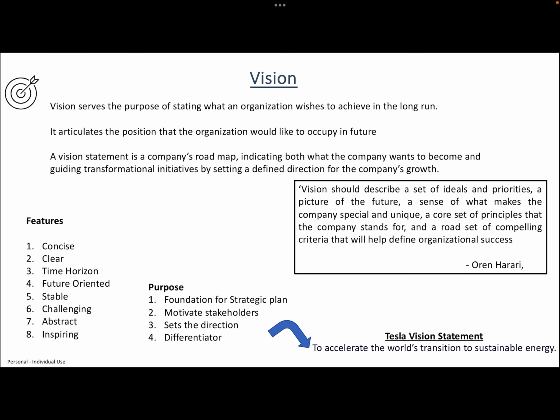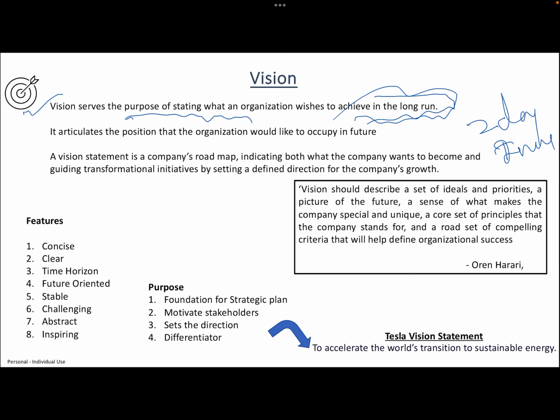Let's see vision in detail. What exactly vision means, and then what are the features, purpose, and then a few vision statements. So vision is all about the purpose of starting an organization and what they want to achieve in the long run, not for today or tomorrow. It is a long-run thing.